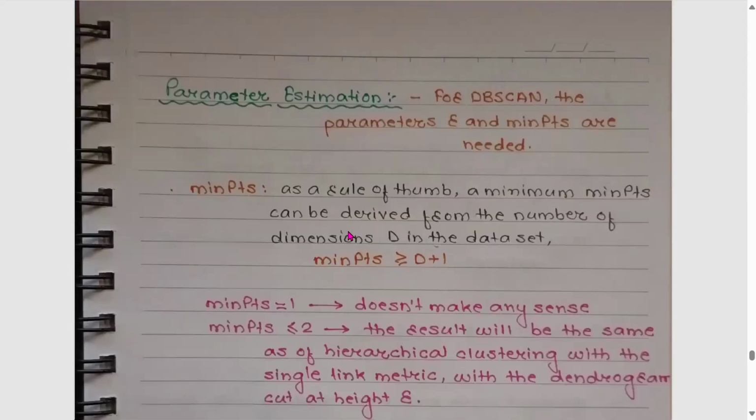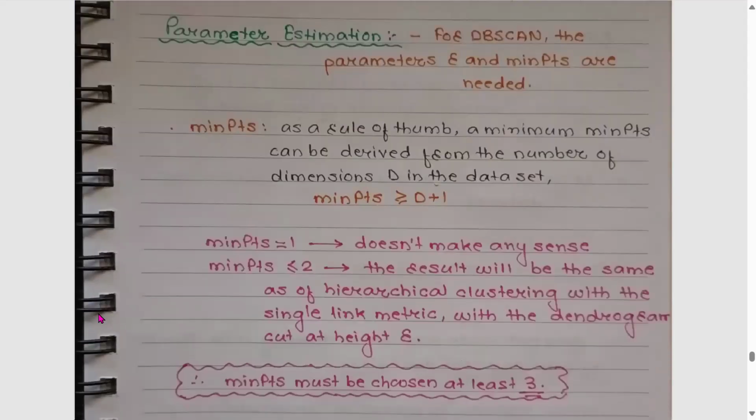That means minimum points. As a rule of thumb, the minimum points can be derived from the number of dimensions in the dataset. Minimum points is always greater than or equal to d plus 1. Minimum points of 1 does not make any sense. With minimum points less than 2, the results will be the same as hierarchical clustering with the single link metric with the dendrogram cut at height epsilon.